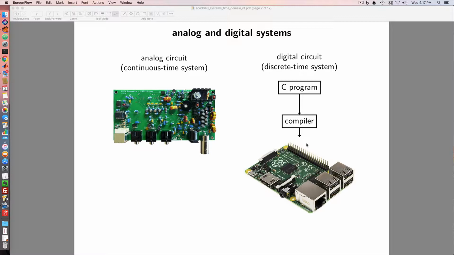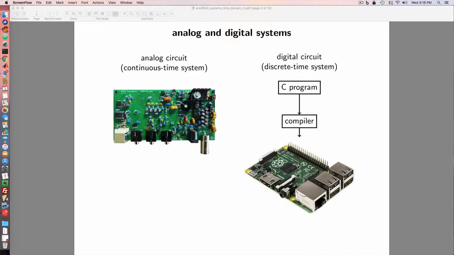But let's compare that to a digital circuit or a discrete time system. And here the story begins with a C program, for example. It could be another language. Imagine all the kinds of things that you can do to a sequence of numbers using a C program. If you write that C program, you can compile it and then download your code onto a microprocessor and run that code. That code might run in real time and process signals in real time, like the radio receiver you see on the left, or it might process offline. The sky's the limit.